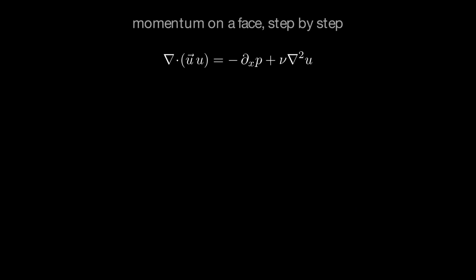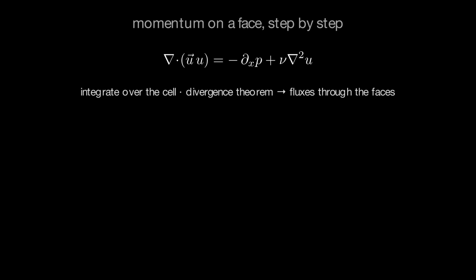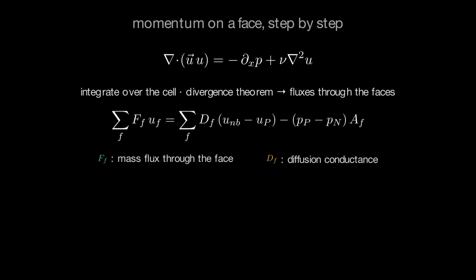Let's discretize the momentum equation on a face one step at a time. Take one velocity component and write its convection as a flux. Now do exactly what the discretization video did. Integrate over the cell and use the divergence theorem. Every term becomes a sum of fluxes through the cell's faces. Convection becomes the mass flux through each face, carrying velocity across. Friction becomes a diffusion term set by the velocity difference, and pressure becomes a difference across the cell.